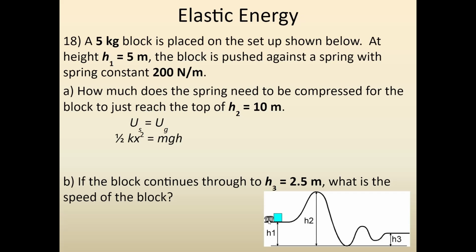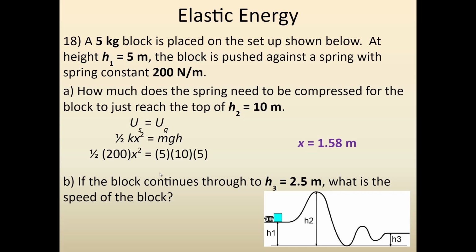However, just like we did in some of our previous problems, we could say that height 1 is our zero line, and we're going to measure all the heights from there. So for this specific part, we're going to say that at H1, there's no gravitational potential energy because that's the lowest point. It's only spring potential. When it gets to H2, it's now going to have gravitational potential energy based on the difference between H2 and H1. Because H1 was originally 5 meters and H2 is 10 meters, the height difference is 5 meters. So I plug this in, and I end up getting the answer to be 1.58 meters.